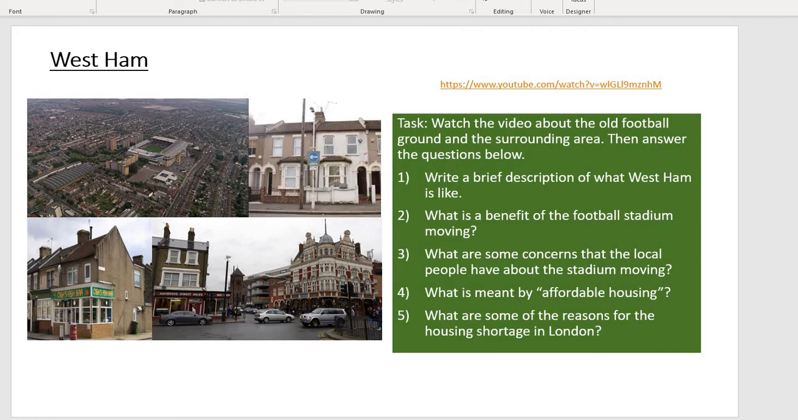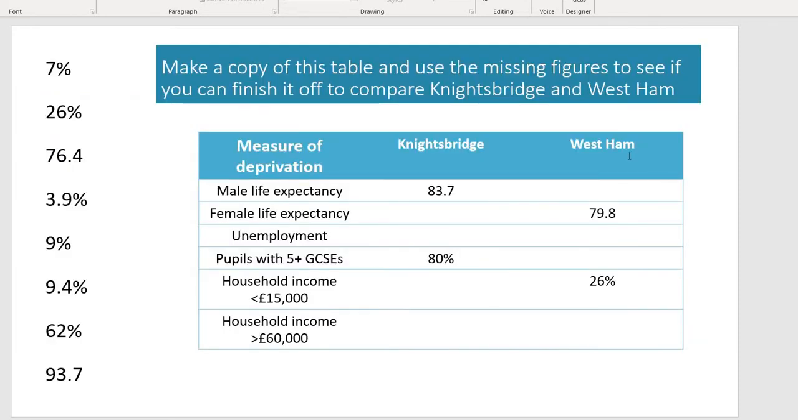Now, last lesson we looked at life expectancy. We're going to take a little bit of a look at some other facts and figures to compare Knightsbridge and Westham. So what you need to do for me is copy out this table the way it is. You've got 4 different measures of deprivation here. We've got life expectancy, we've got unemployment, we've got how many pupils have got 5 good GCSEs, we've got household income of less than 15,000 and household income above 60,000.